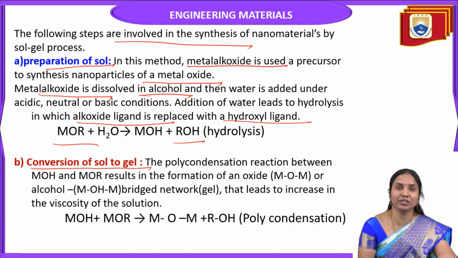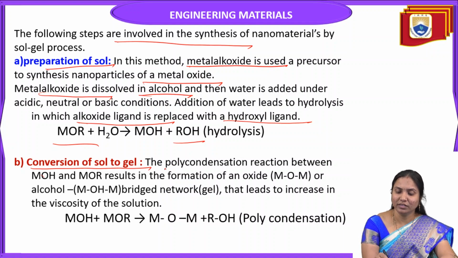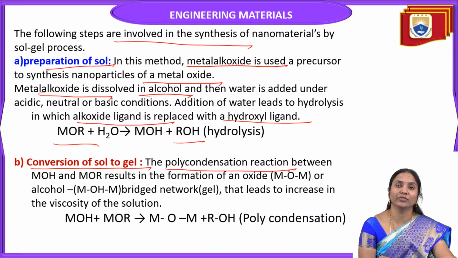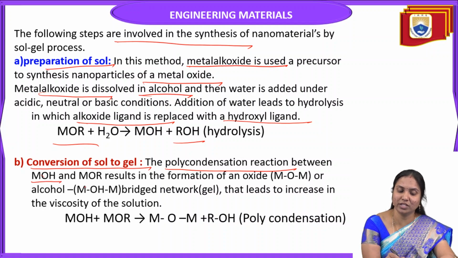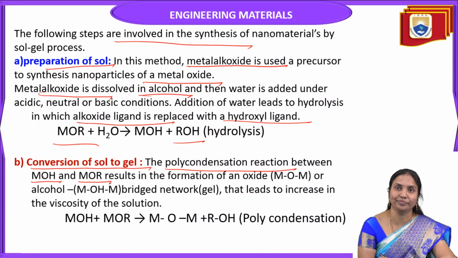The first step is preparation of sol by adding alcohol and water. Now the second step is conversion to gel, which involves two steps. The first is hydrolysis, in which we prepared the sol. The next one is polycondensation, the conversion of sol to gel. The polycondensation reactions occur between MOH, metal hydroxide, and MOR, metal alkoxide. They result in the formation of metal oxide bonds, M-O-M, or M-OH-M bridge network gel.